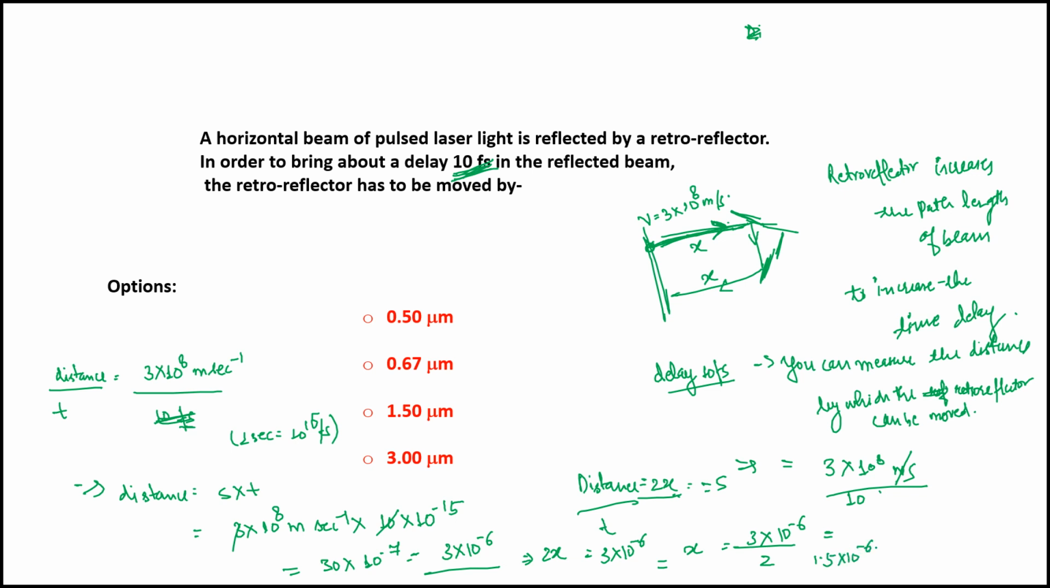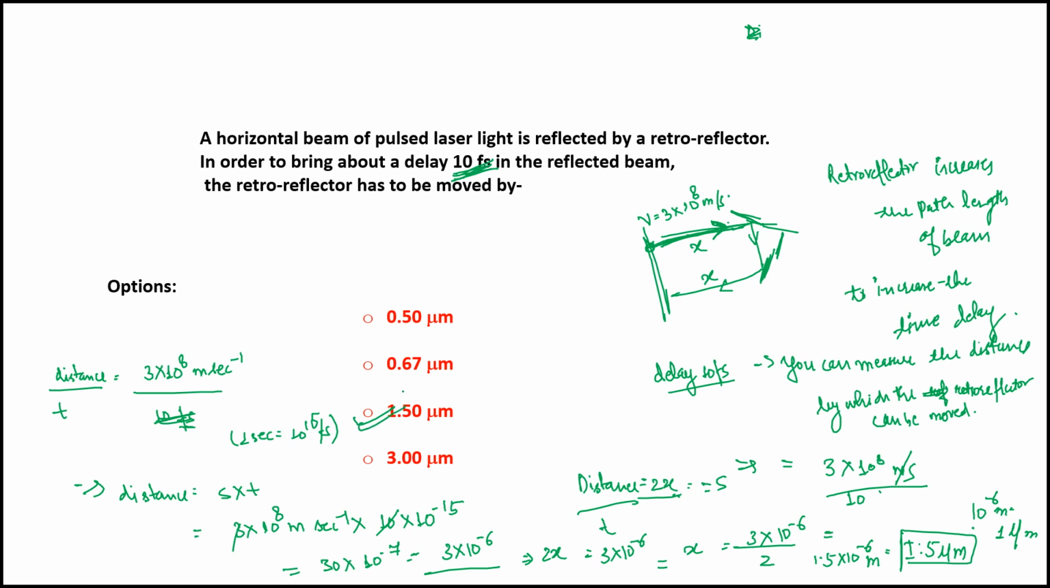And as we know, 10 to the power minus 6 meter is equal to 1 micrometer. Thus, our answer will be 1.5 micrometer. So, this will be our answer.